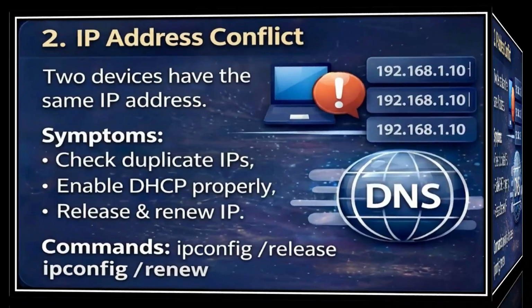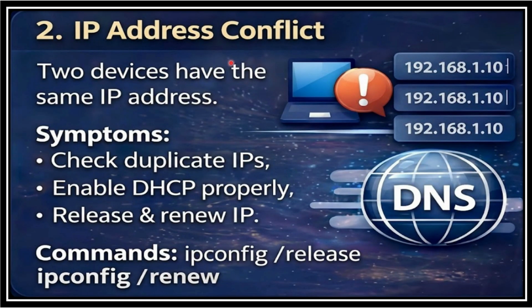Then the second issue is IP address conflict. If the IP address in your network is conflicting, that means two devices have the same IP address. So you need to check the IP address of your system and check for the duplicate IP address, like when two systems have the same IP address. The first thing is to enable DHCP properly in your settings, and you can also release or renew the IP. For that the commands are ipconfig /release or ipconfig /renew.